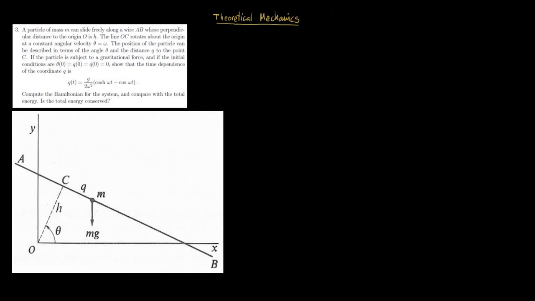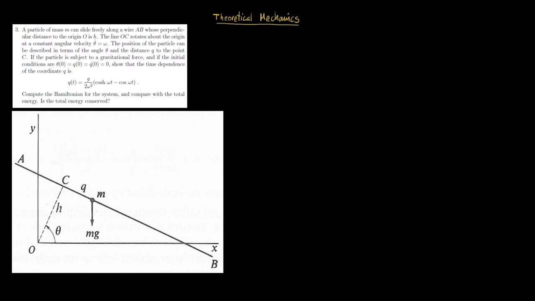This time we're going to start with exercise 3, which says a particle of mass m can slide freely along a wire AB whose perpendicular distance to the origin O is h. The line OC rotates about the origin at a constant angular velocity theta dot equals omega. The position of the particle can be described in terms of the angle theta and the distance q to the point C. If the particle is subject to a gravitational force, and if the initial conditions are theta 0 equals q0 equals q dot 0 equals 0, show that the time dependence of the coordinate q is as given.